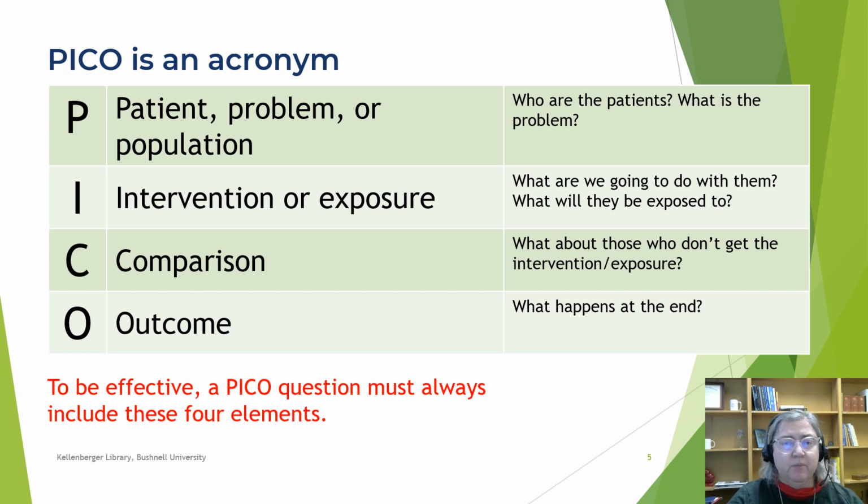C is for comparison. We must compare our intervention with something else in order to demonstrate that it is better. And O is for our anticipated outcome. What do we think will happen because of our intervention?